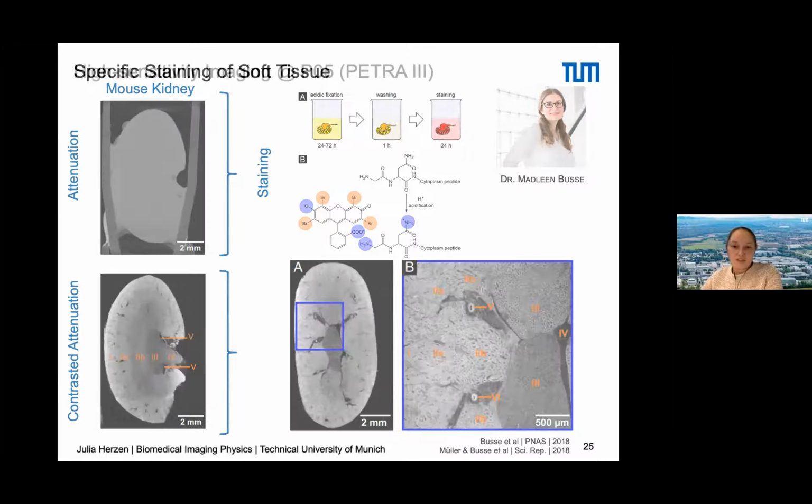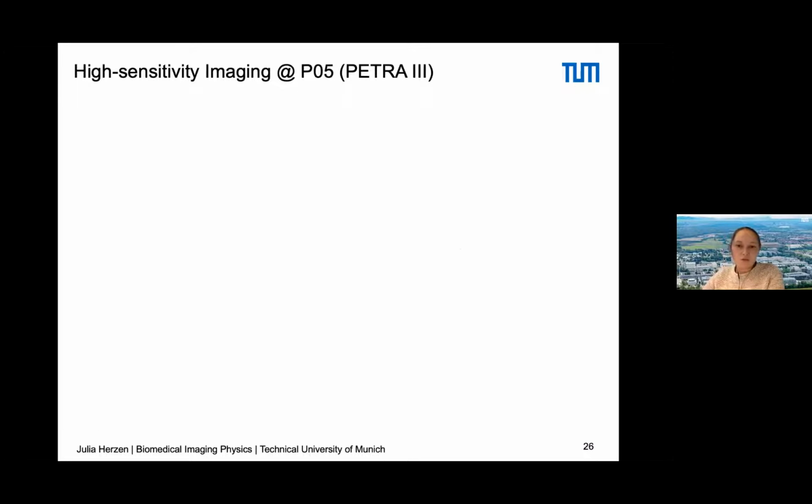So we had this kidney that I showed you, from which we couldn't really retrieve the phase because it's now stained. We corrupt the assumptions of a homogeneous and low absorbing material for Paganin. Now we propose a different method to overcome this, and this is high sensitivity imaging, which we have now already set up at the imaging beamline P05 at PETRA III.